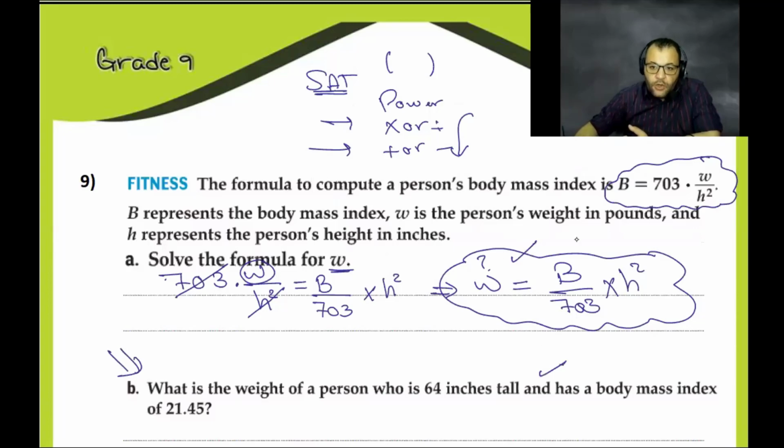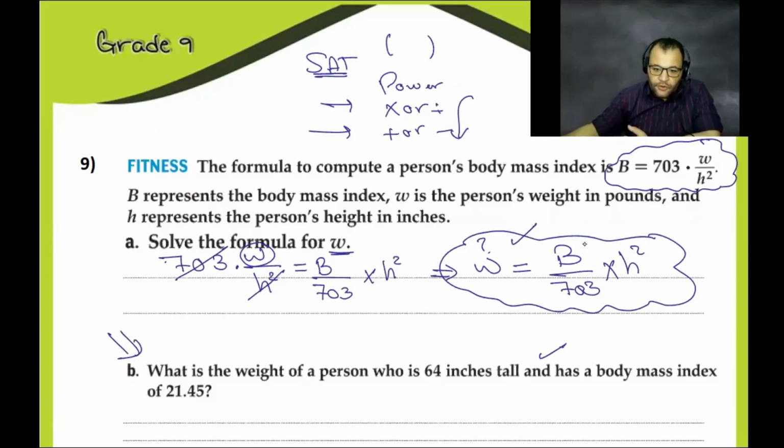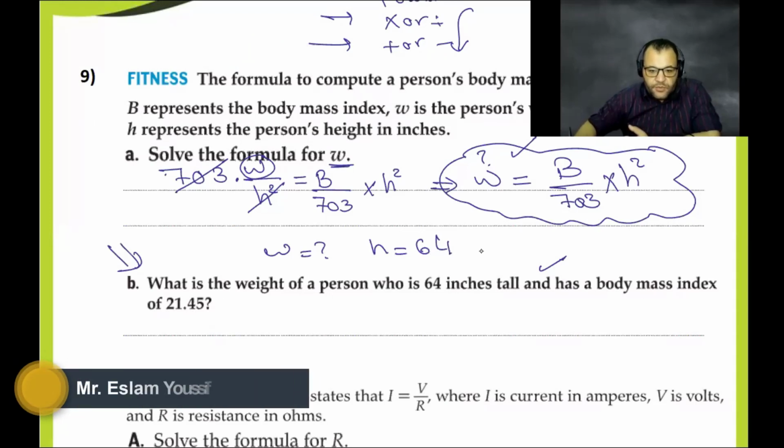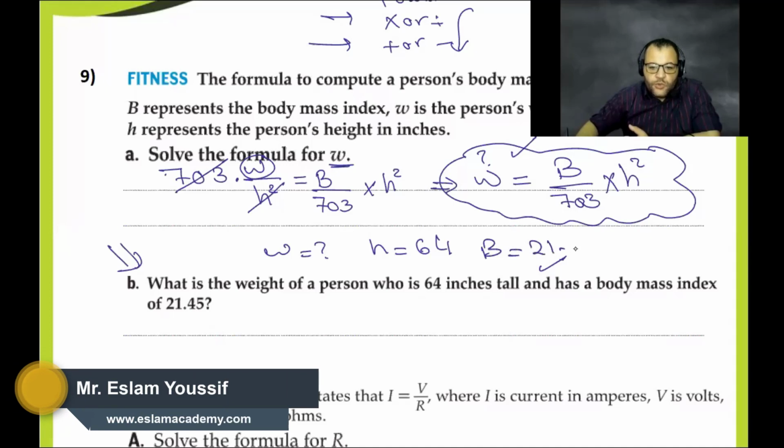If you solve A wrong, 100% B will be wrong. So what is the weight of the person? Now I'm asking you about the weight. If the height is 64 inches, it means H equals 64, and the body mass index is 21.45, so B equals 21.45. How are we going to solve this one?